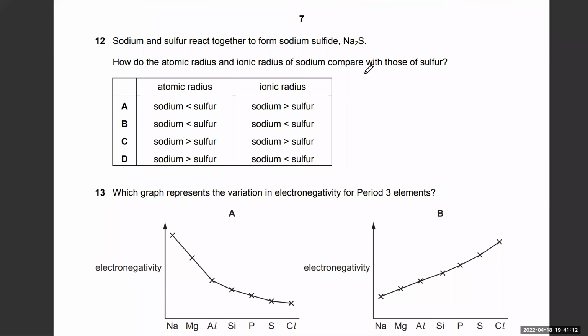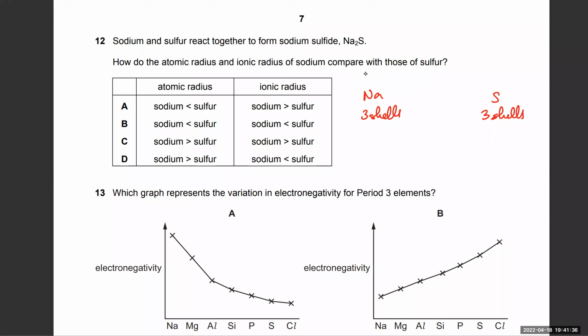So next one, sodium and sulfur react together to form, this is easy, like the atomic radius. So is sodium bigger or sulfur bigger? What happens across the period? Atomic radius will decrease. Okay, sodium and sulfur, atomic radius decreases because they both have 3 shells, because they're both in period 3.